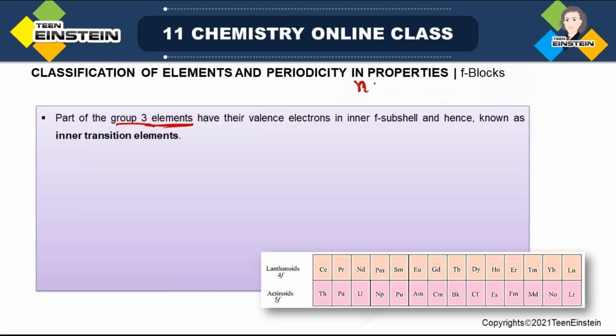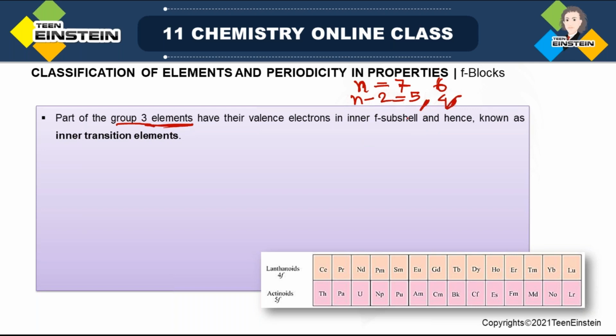Again I am saying, if the principal quantum number is n, suppose it is 4, sorry, actually it is not 4, it is either 6 or 7. So let me take it as 7. The inner f means it is n minus 2. That means it is 5. So when n is 7, it is 5. When n is 6, it is 4. Fine. So here the electrons are entering either in 4f or in 5f.